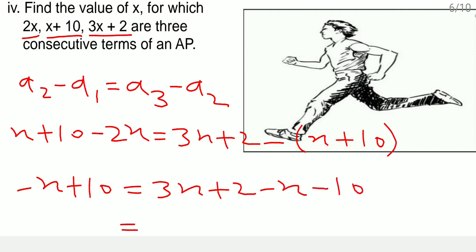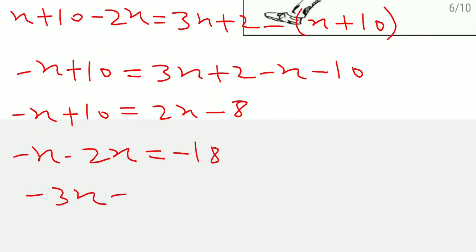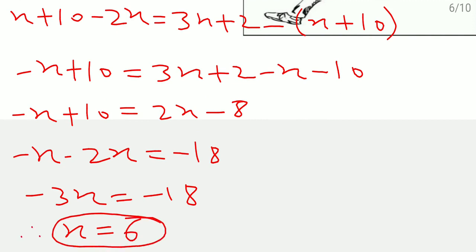So which one will come as 2x minus 8 here, and this is x plus 10 here. Now I will bring x terms on one side. So minus x minus 2x is equal to minus 18. Minus 3x equal to minus 18. So x is equal to minus 18 by minus 3, which is nothing but 6. Therefore, the value of x comes as 6.